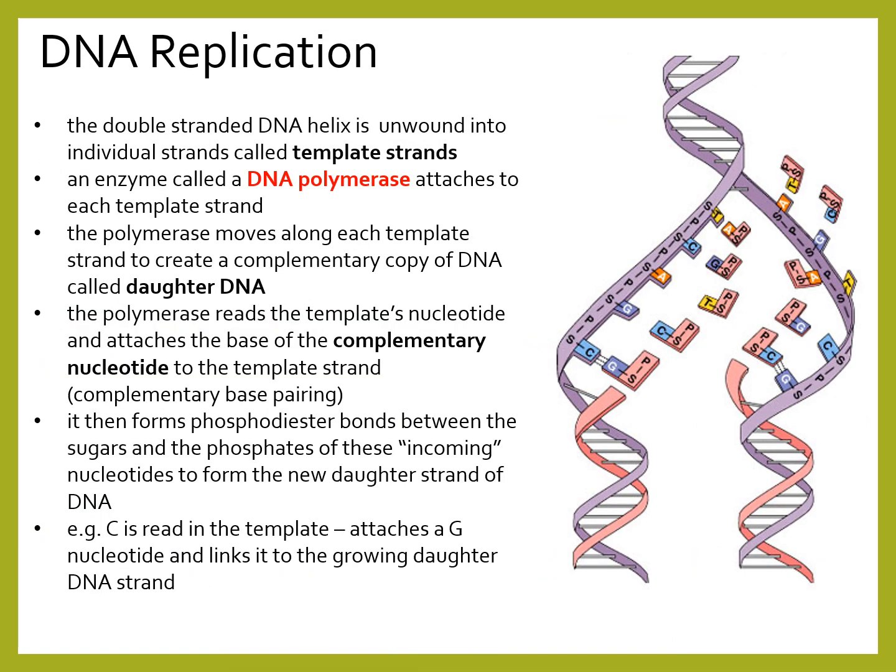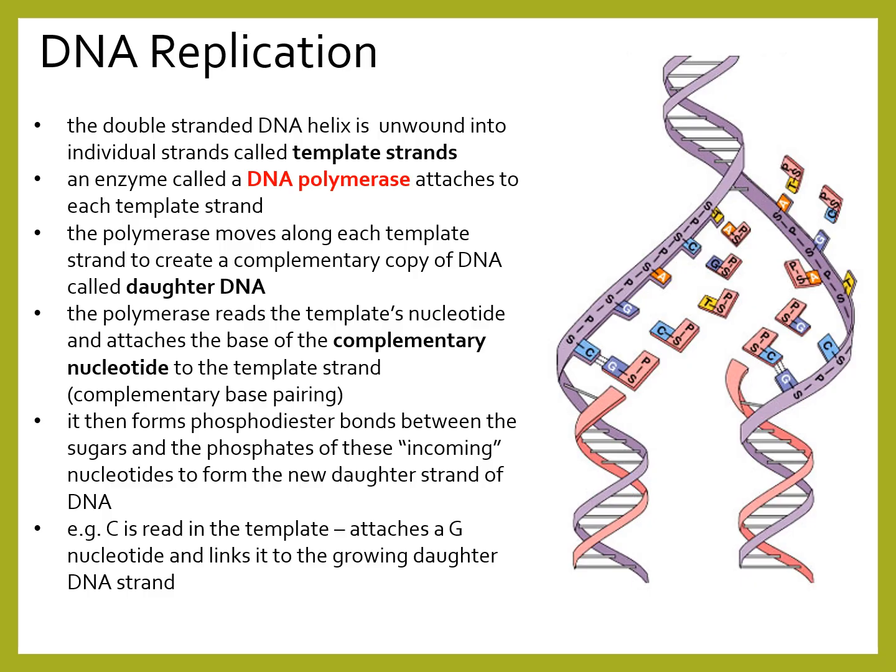The double-stranded DNA helix has to be unwound before we can replicate it. And it's unwound into individual strands that are called template strands. An enzyme called a DNA polymerase is going to attach to each template strand, and it's going to move along each template strand and create a complementary sequence of DNA that we call daughter DNA.